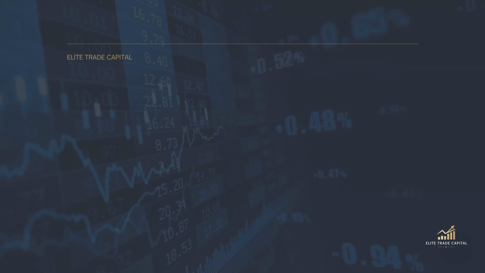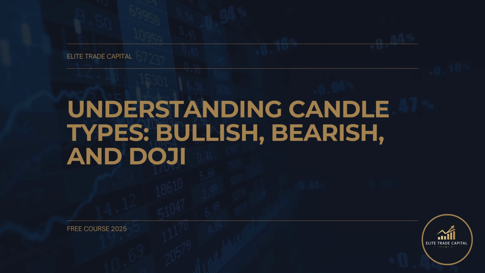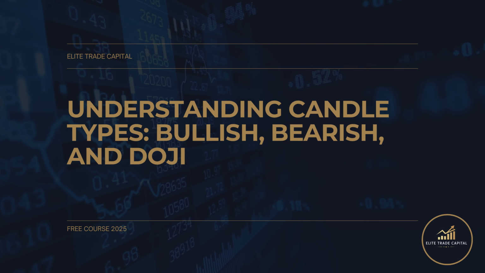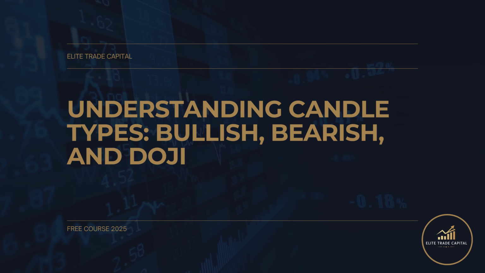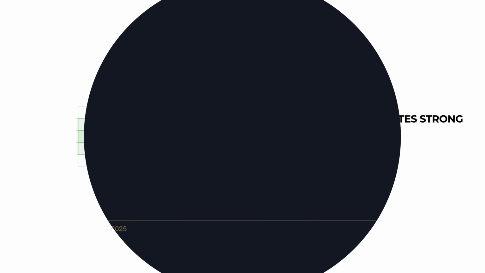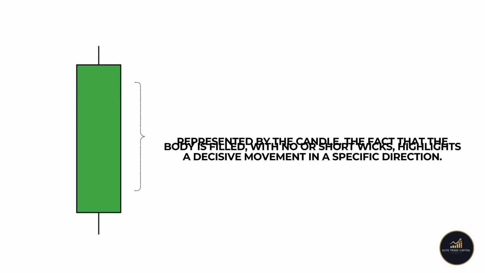Now that we have covered the basics of candlestick anatomy, let's move into a deeper look at the three important types of candles that you can see on the charts in your trading journey. These three types of candles are doji candles, candles with a full body, and small body candles. This one is a candle with a full body. A candlestick with a filled body indicates strong market pressure during the time period represented by the candle. The fact that the body is filled with no or short wicks highlights a decisive movement in a specific direction.